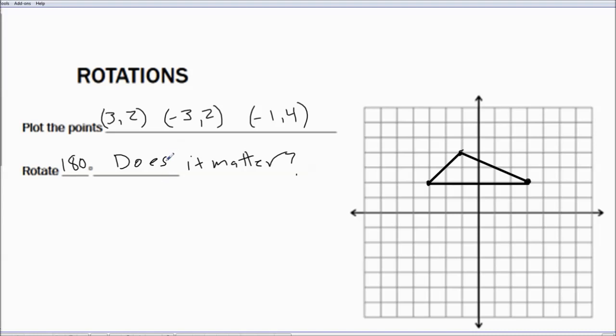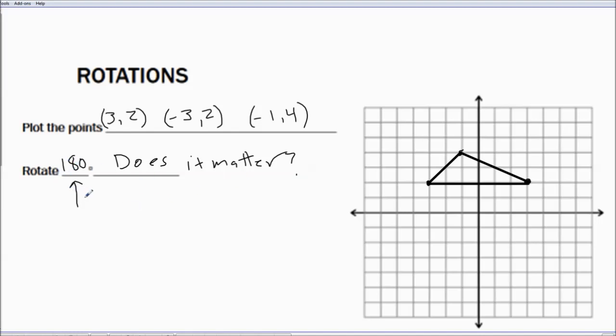All right, this is going to be our third and final example today. I've picked 3 points, and now notice the difference. We're going to be doing a 180-degree rotation. And then I had kind of a smart aleck way of thinking about this over here. Does it really matter? Let's talk about why I wrote that.